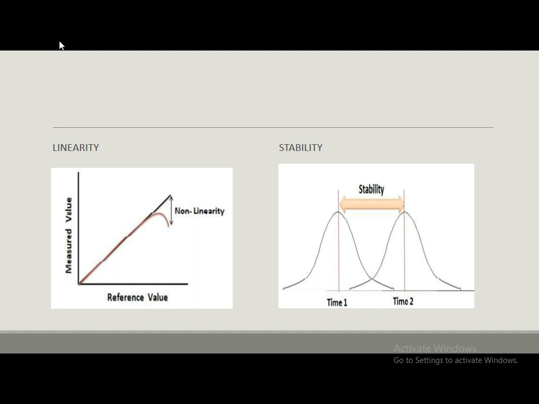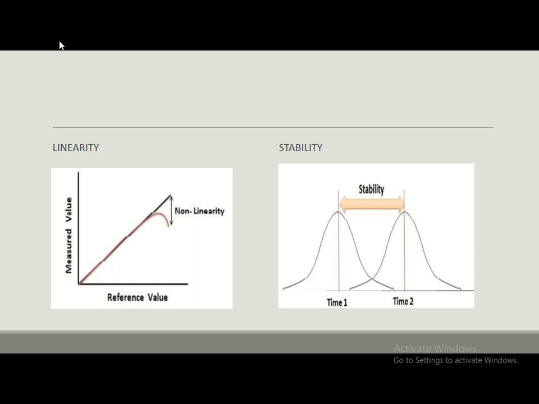Next are linearity and stability. So what is linearity? Linearity is the variance in bias value over the normal operating range of the measuring instrument. Alternately, it is the variance in bias over the operating range of the measurement equipment.